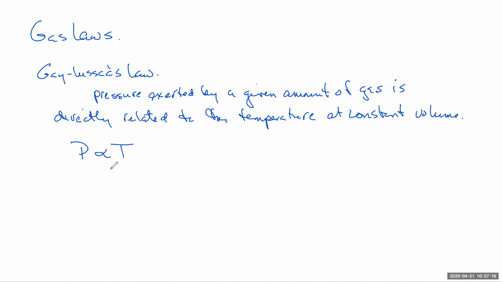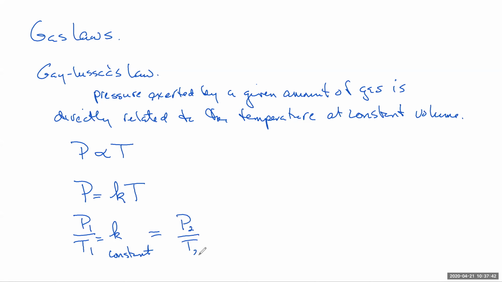And if I want to get away from proportional and I want to get to equality, I have to put in a constant, a proportionality constant. So basically what it's saying is pressure is equal to some constant times temperature. And then you could rearrange this and say that pressure divided by temperature is equal to some constant. And then what's really helpful about this law is what that means is if the pressure and temperature at one point in time is equal to this constant, then the pressure and temperature at some other point in time must also be equal to the constant.